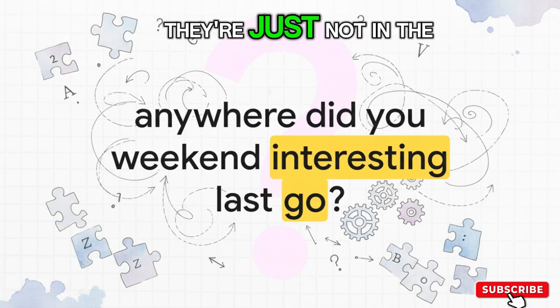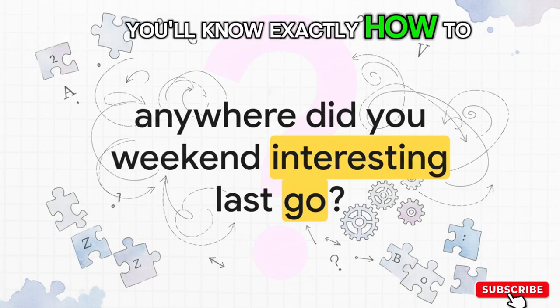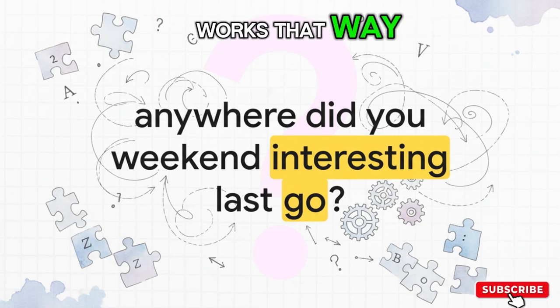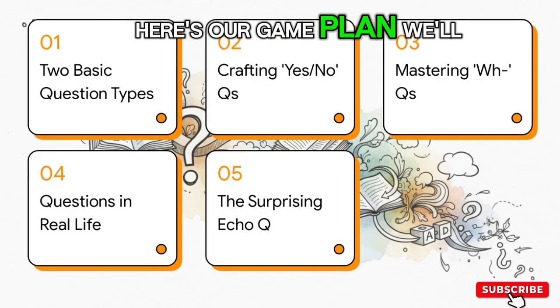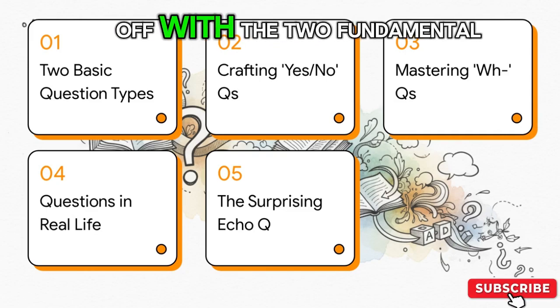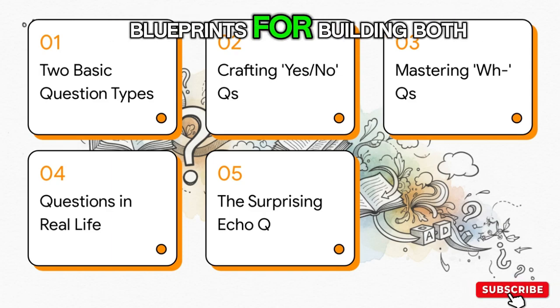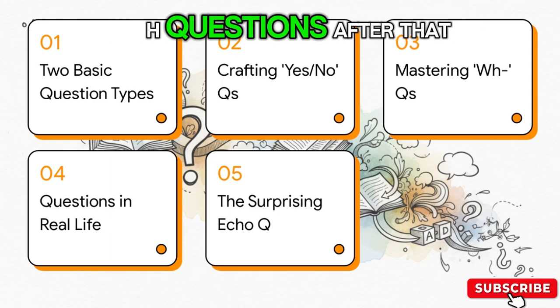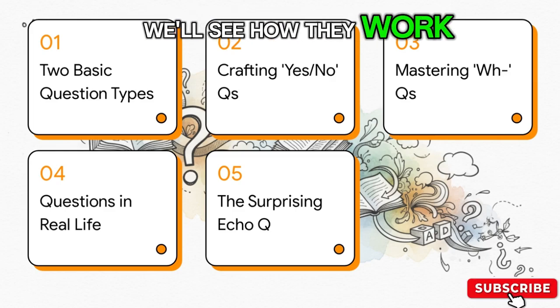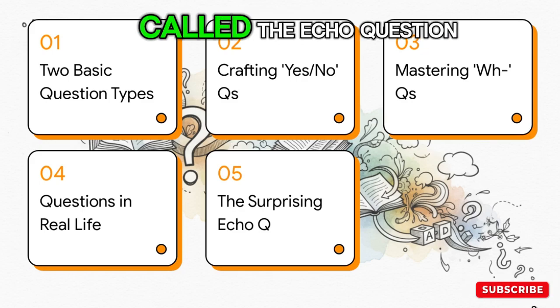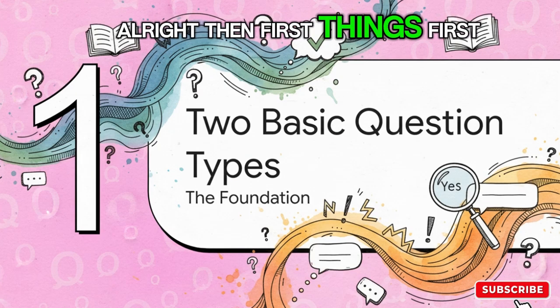But don't worry, by the end of this, you'll know exactly how to fix this and, more importantly, why it works that way. Here's our game plan. We'll kick things off with the two fundamental question types. Then we'll dive into the actual blueprints for building both yes/no questions and WH questions. After that, we'll see how they work out in the real world and finish with a really cool twist called the echo question. All right then, first things first.